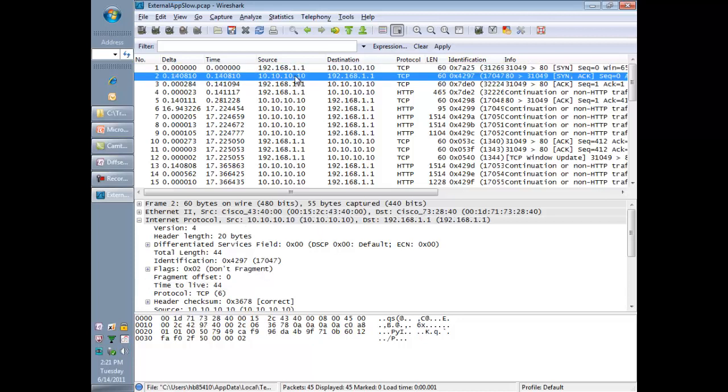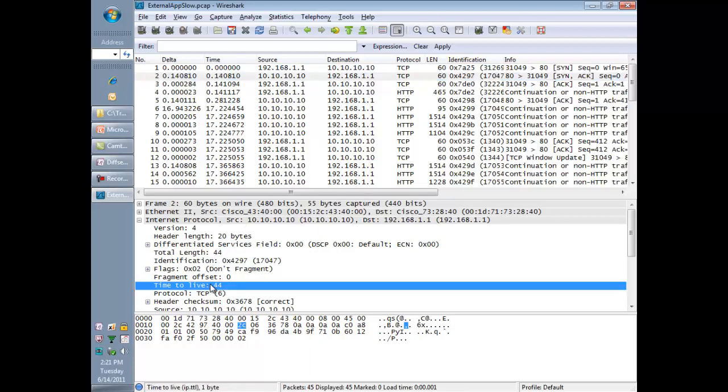What about this guy? What's his TTL? 44. So he probably started out around 60 something and went through 20 different hops to get to me. Nothing unusual. Hop counts mean nothing from a performance standpoint in modern day networks. Just to get out of my data center, I can go through 8 hops. It doesn't mean anything because it's all hardware switched.